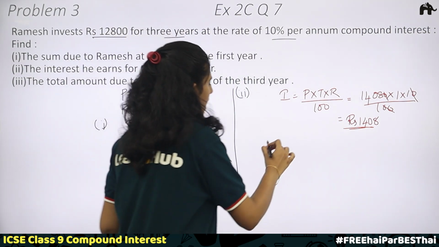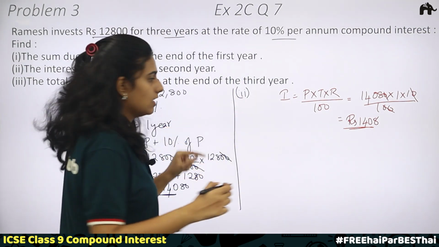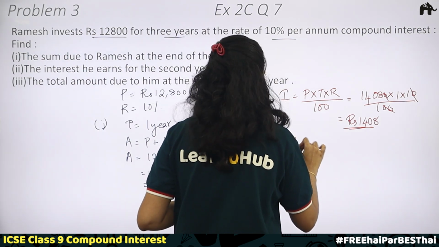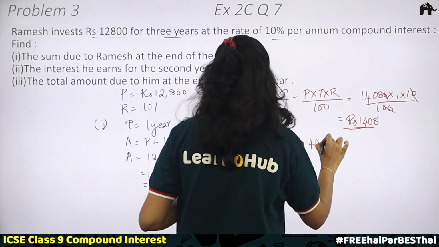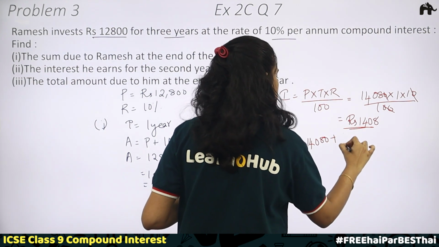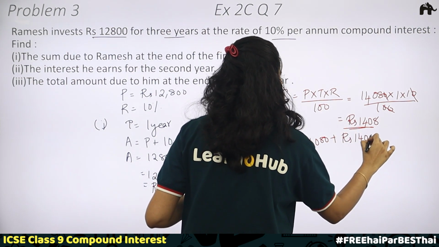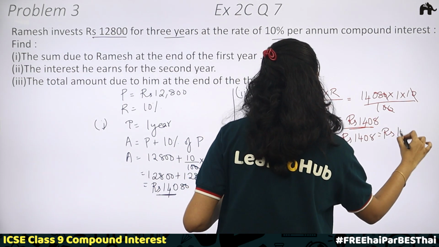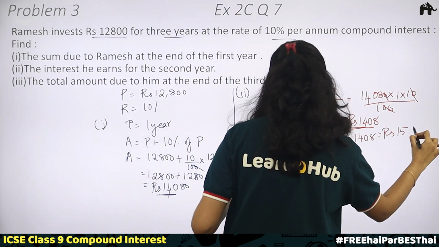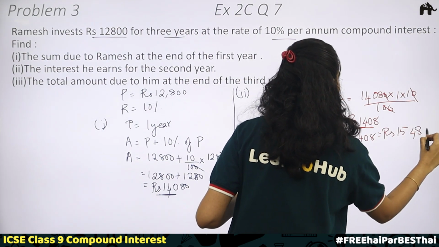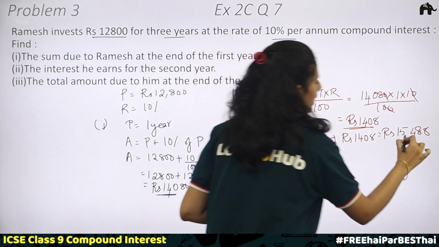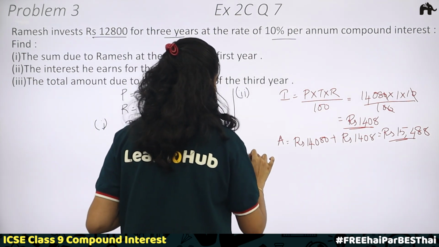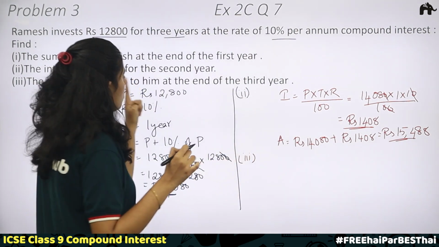Now, we have to find the amount to go to the third question. What will be the amount? Amount will be equal to the principal, that is rupees 14,080 plus rupees 1,408. On adding, you will be getting rupees 15,488. 15,488 is the amount.